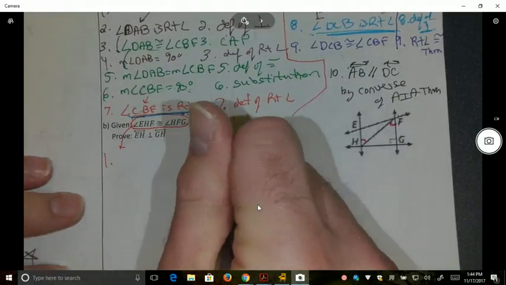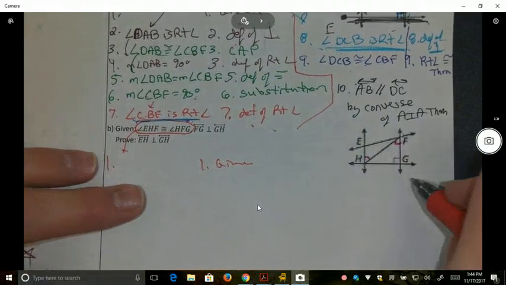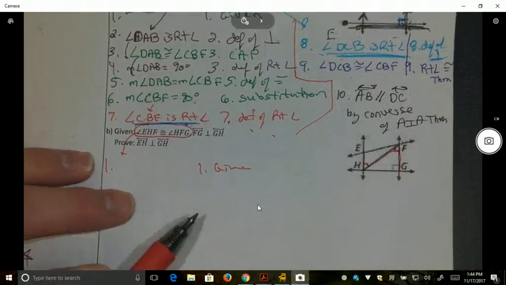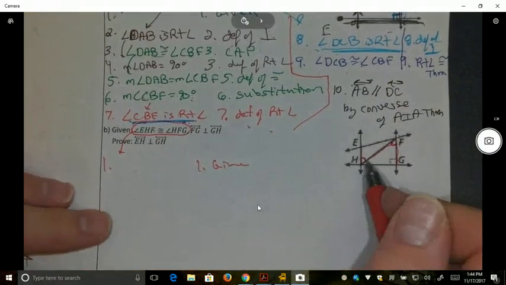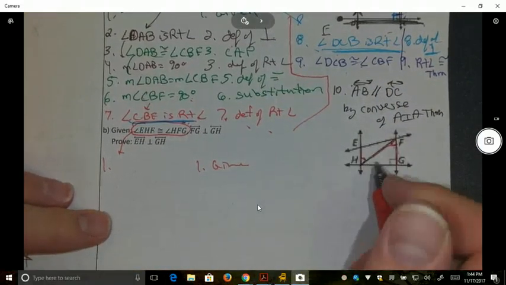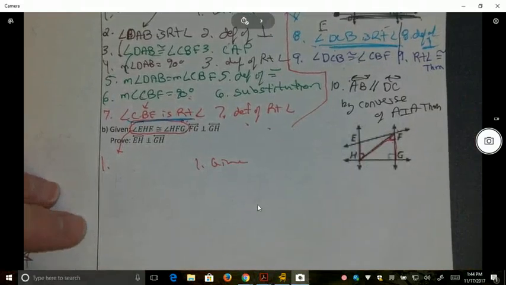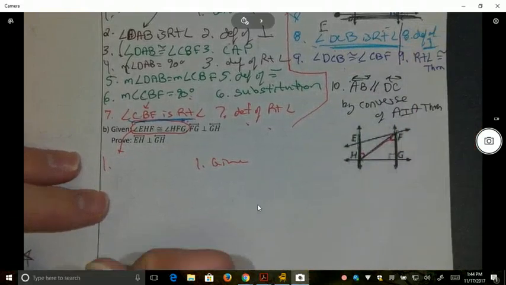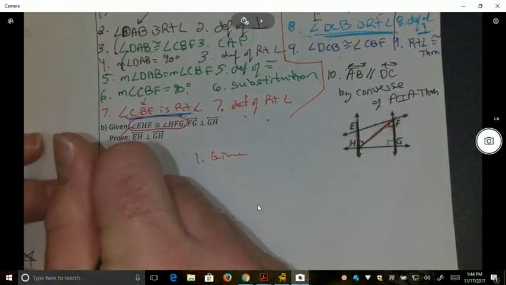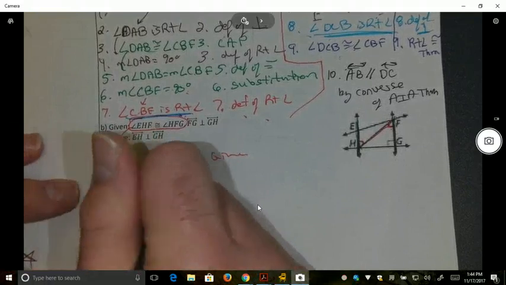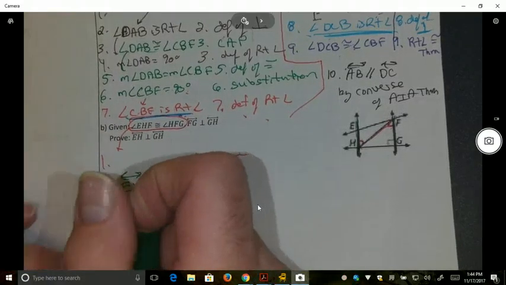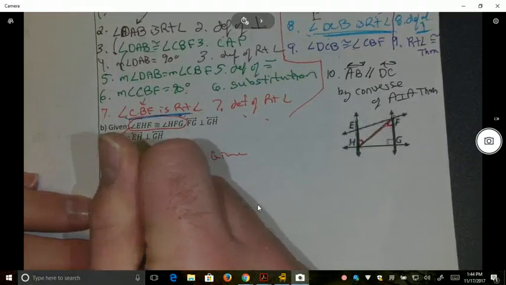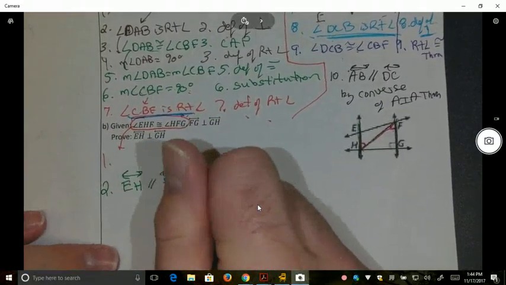There's our first given. What type of angles are EHF and HFG? You should see the letter Z. So because those are congruent, that tells us something about the lines. That tells us that this line and this line have to be parallel. Since those angles are congruent and we know their relationship, we can say EH and FG are parallel by one of the converse theorems.